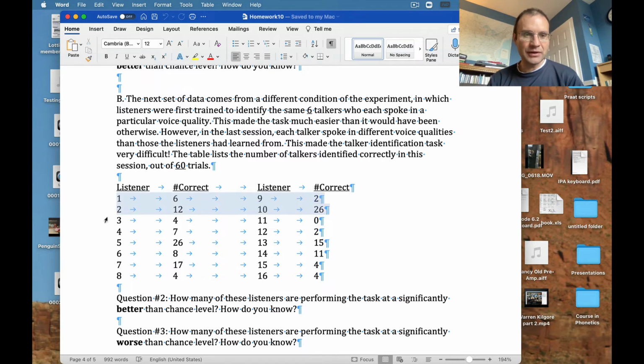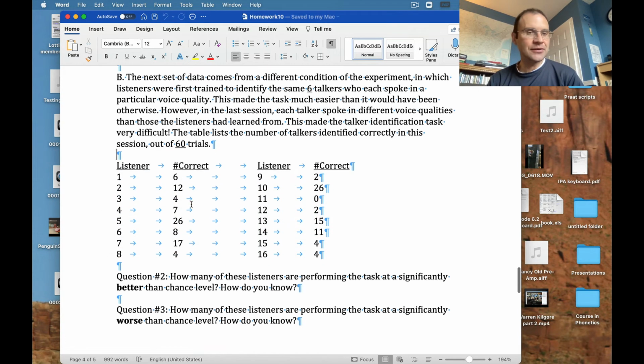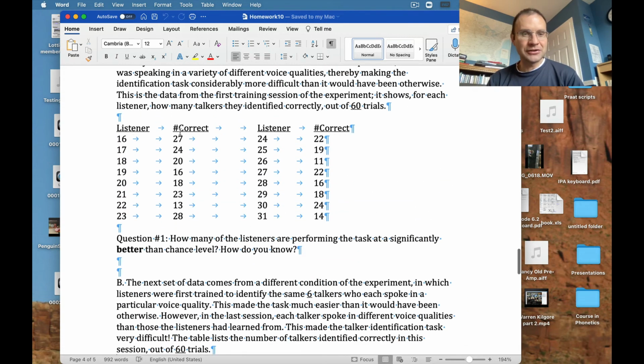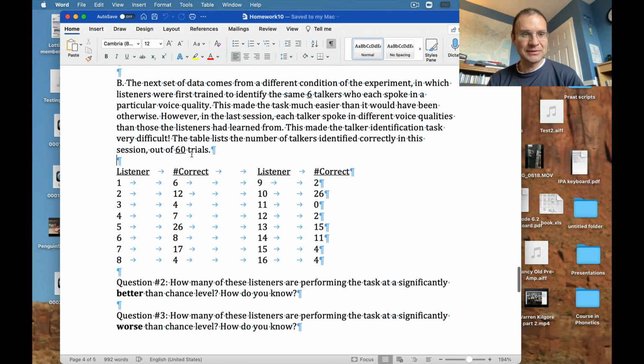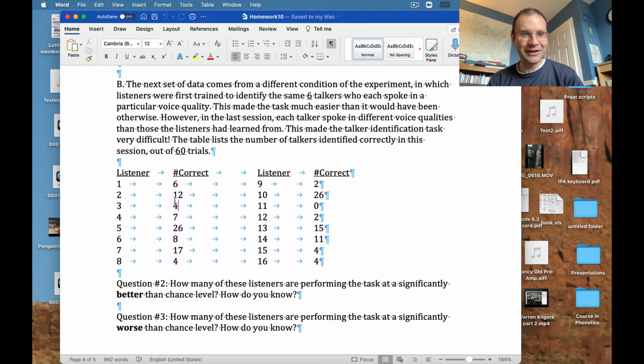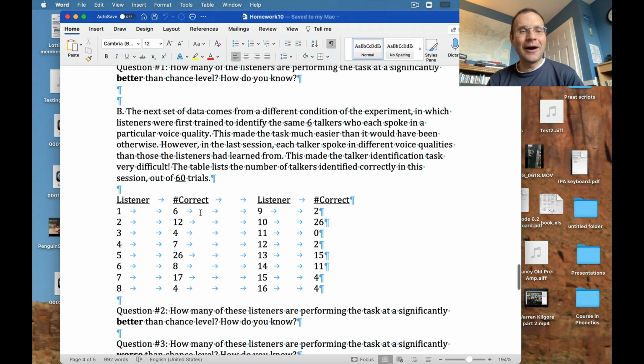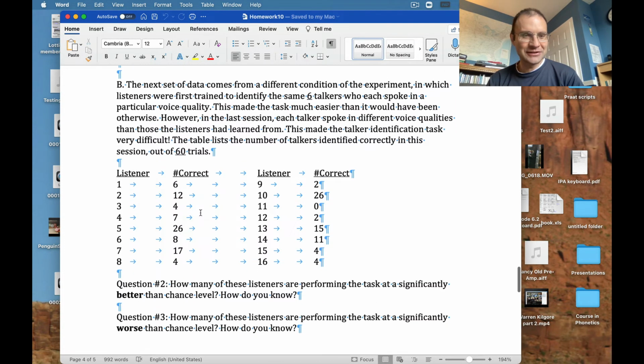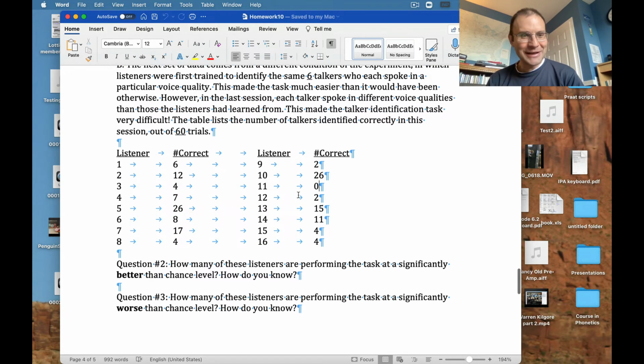And this table lists the number of talkers they identified correctly in that session out of 60 trials. So overall, the number of trials is the same in both data sets, but the number of correct responses is a lot lower here. Because it's just complicated. In fact, there's even one person who got 0 right out of 60, which is amazing.